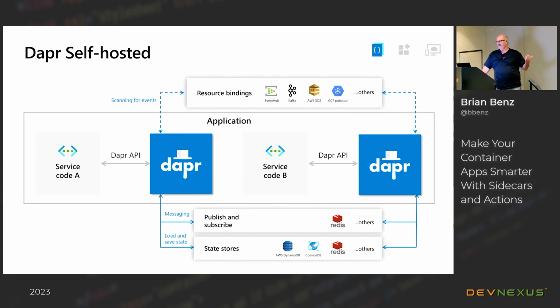So Dapr self-hosted, basically you run dapr init, which runs things locally, and that could be on a VM or it could be on your local machine, as I'm going to show. And that creates a whole bunch of resource bindings and everything that you saw there in terms of the capabilities and the add-ons that you have for your sidecars in Dapr.